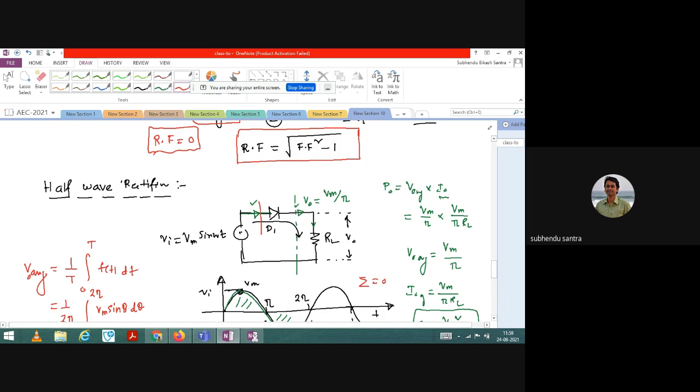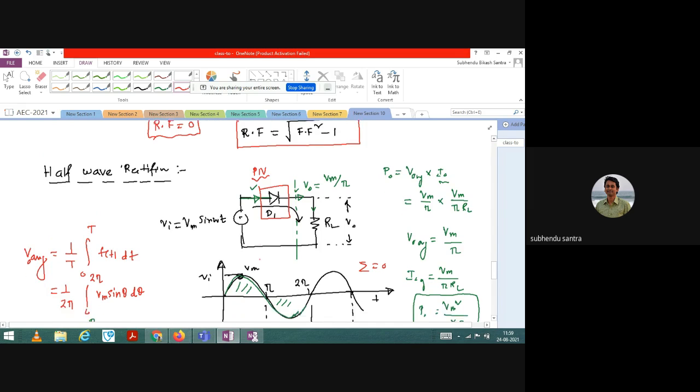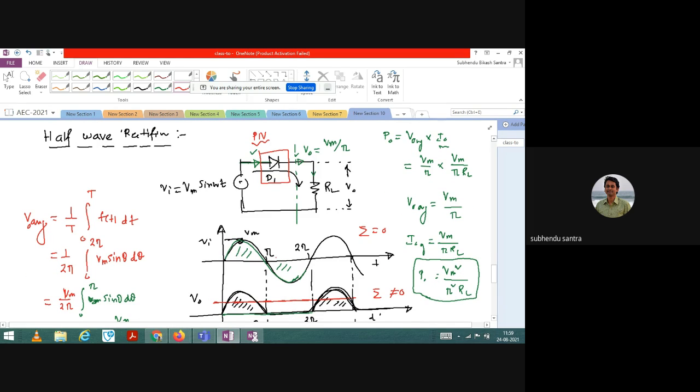And what about the peak inverse voltage, PIV, of the diode? This is also important. If somebody asks you what is the PIV of the diode, peak inverse voltage means, in the reverse bias condition, what is the maximum voltage that the diode actually experiences. It is nothing but Vm. So peak inverse voltage is Vm.